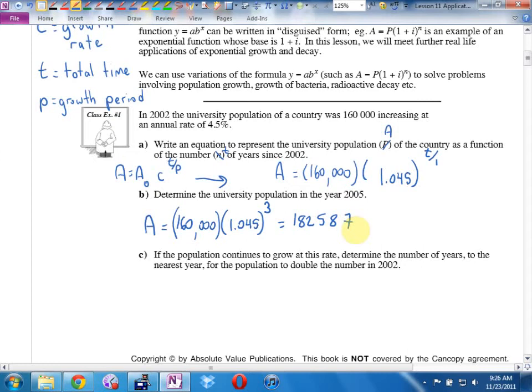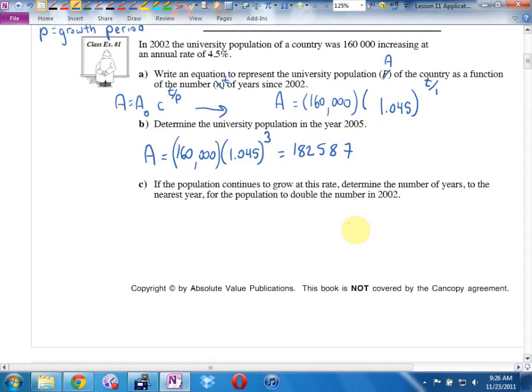C says, if the population continues to grow at this rate, determine the number of years to the nearest year for the population to double. First thing I'm going to do is write down A equals A0 C to the T over P, partly because it helps me to memorize the thing, and partly because that's how I'm going to approach solving this, Cassandra. Thank you. Then we're going to do in physics what I call deficking. We're going to list our data.